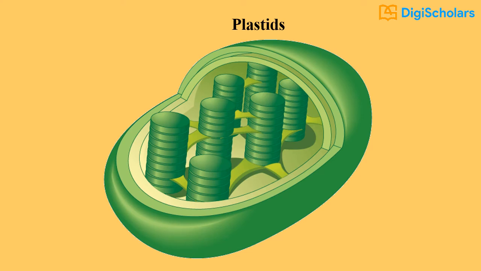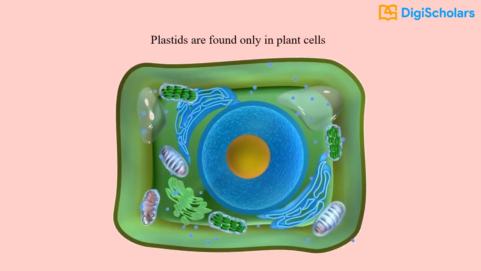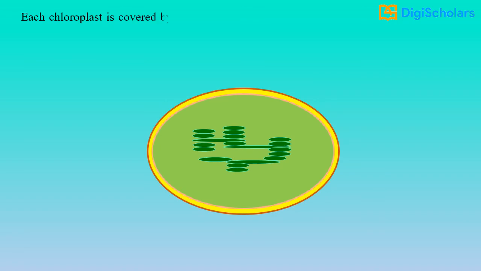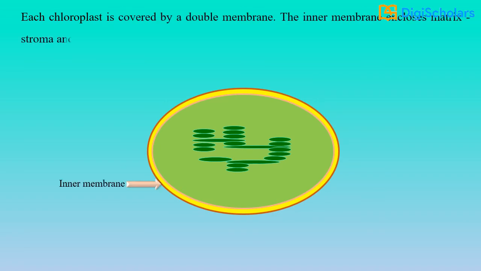Plastids. Plastids are found only in plant cells. Each chloroplast is covered by a double membrane. The inner membrane encloses matrix, stroma and grana.